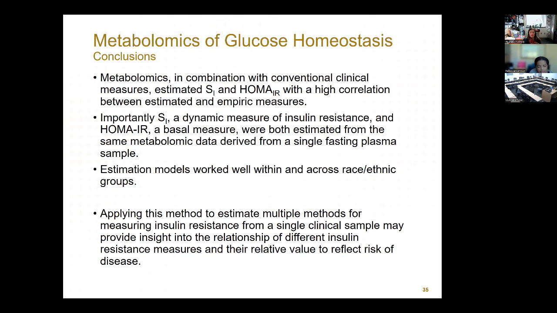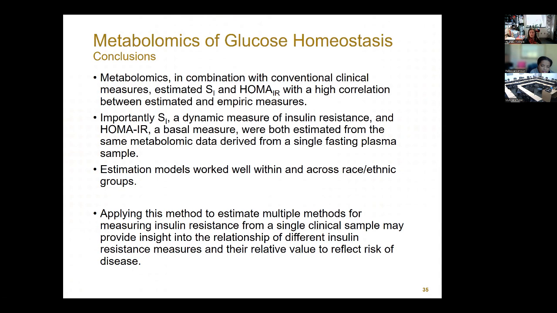Towards utility, insulin sensitivity, which is a dynamic measure of insulin resistance, and HOMA-IR, which is our basal measure, were both estimated from the same metabolomic data, which was derived from a single fasting plasma sample. So this really represents efficiency of approach. So we could actually estimate these from a single sample as opposed to, for example, in the FSIGT, taking multiple samples during a very long clinical visit.